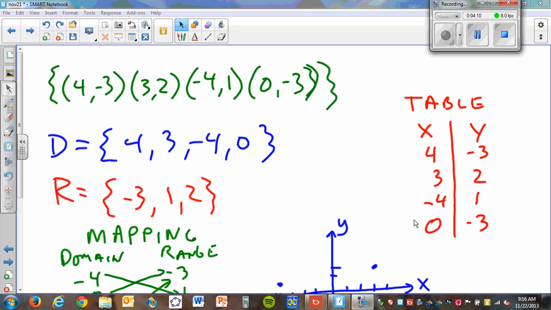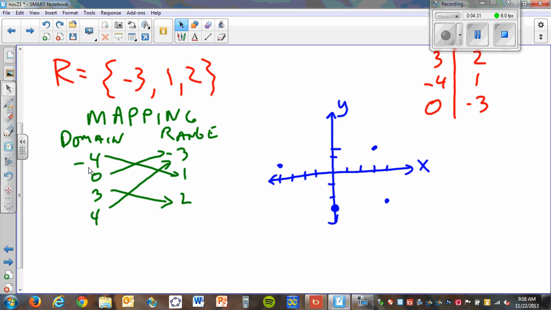These also don't have to be in number order. I like to put them in number order, but it's totally up to you. You could do them 4, -3, 3, 2, -4 and 1, and 0, -3, just as you see it here. Or you could start with -4, then 0, then 3, then 4, and do it that way.